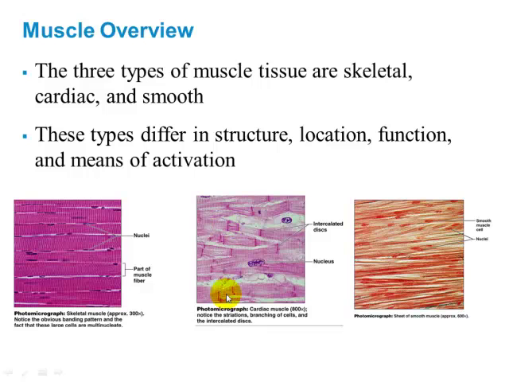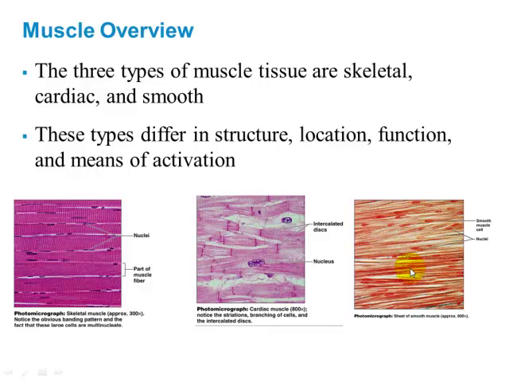Then we have cardiac muscle. Cardiac muscle is also striated. You see some striations. In addition, you see these much darker areas that are called intercalated discs. This cardiac muscle is only found in the heart. It is very unique. There are a lot of very special qualities that cardiac muscle has. We will be focusing mostly on skeletal muscle, but we will talk briefly about cardiac muscle.